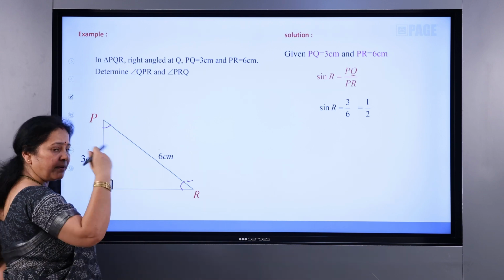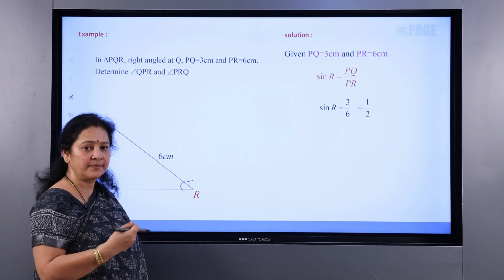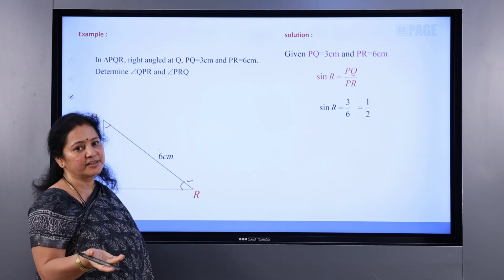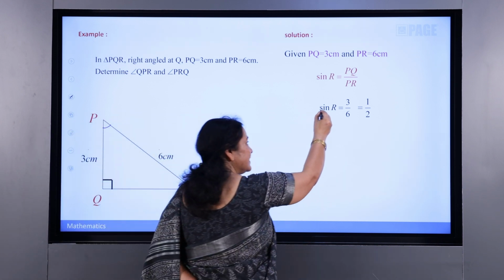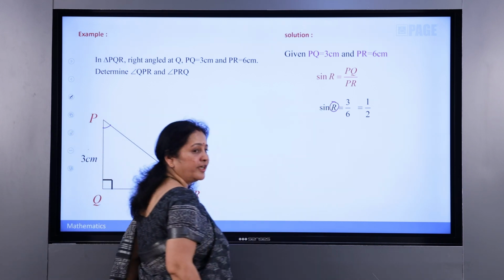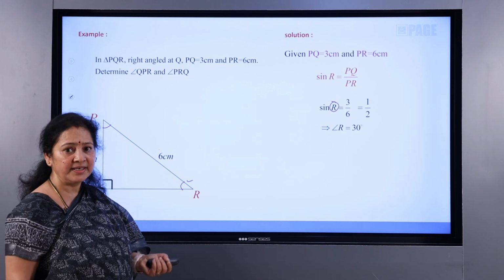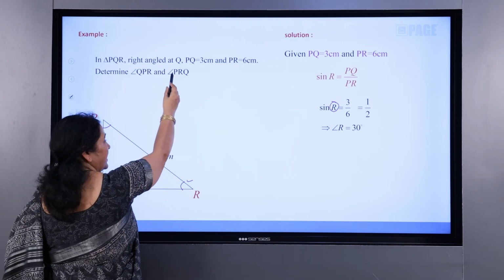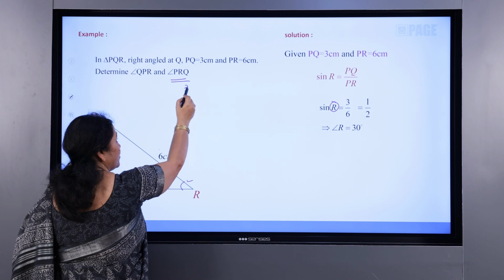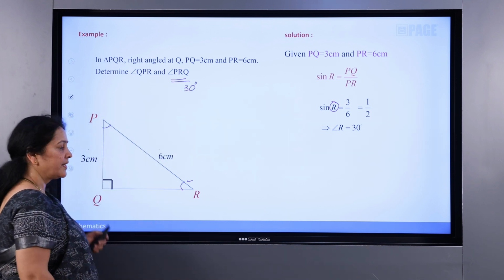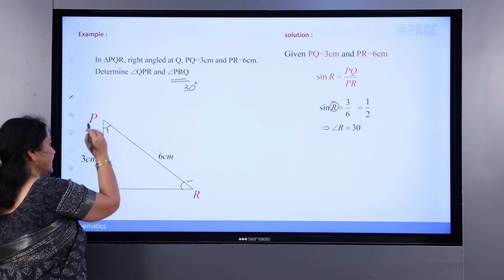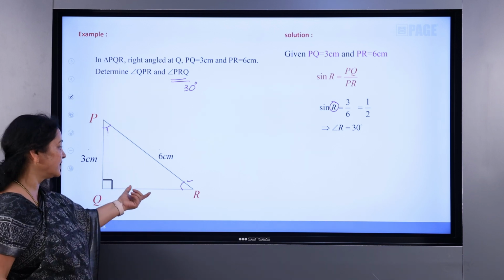Now coming back to the angles that we just learned, sine 30 degrees is going to be half. So this angle R is going to be 30 degrees, right? So angle R is going to be 30 degrees, or in short I can say angle PRQ is going to be 30 degrees. Now how do we find out this angle? You don't have to find out this side.